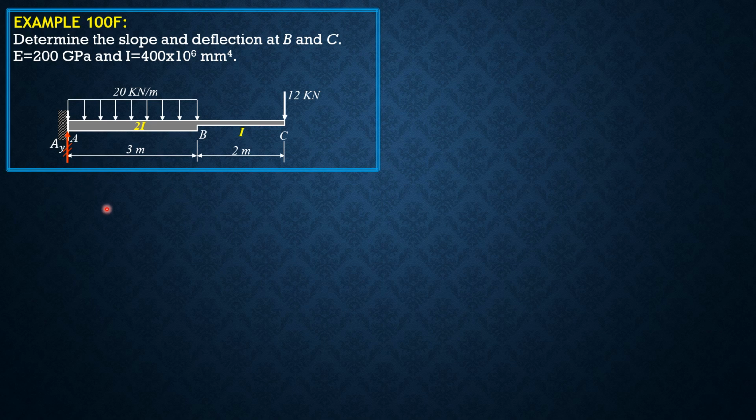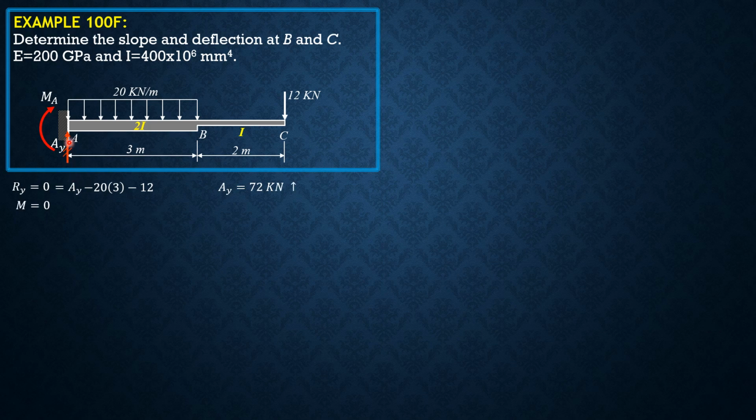Vertical and moment reactions. The horizontal reaction is 0, of course, because the loadings are all vertical. And that's MA. Let's assume positive MA always: clockwise at the left, counterclockwise at the right for positive bending. So summation of Fy equals 0 equals Ay minus 20 times 3, then minus 12. So solving for Ay, it is equal to 72 kilonewtons upward.